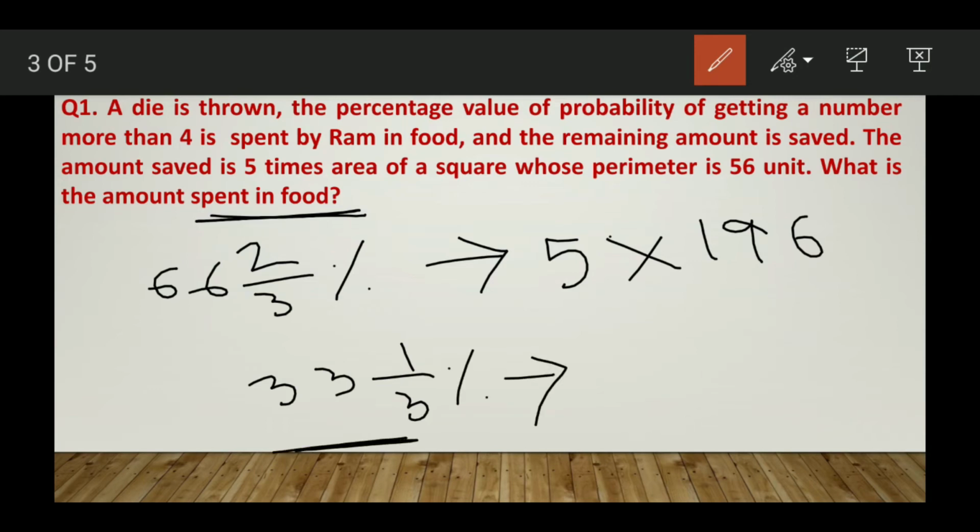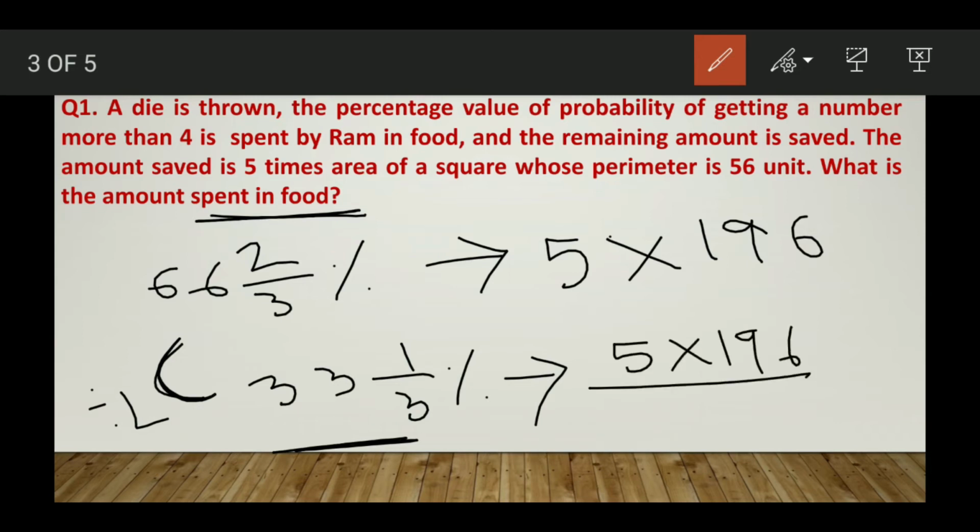So if we observe, we can easily see that this amount is just half of this one. So the amount spent in food would be 5 into 196 over 2. If we divide by 2, we will get 98, and after multiplying we will get 490 as the answer. Therefore 490 rupees is spent in food. Therefore Q1 is 490.